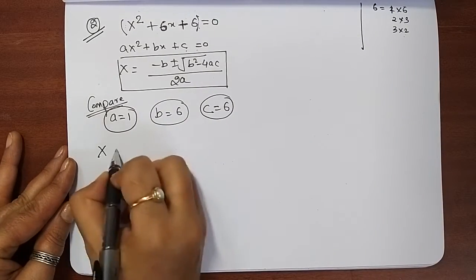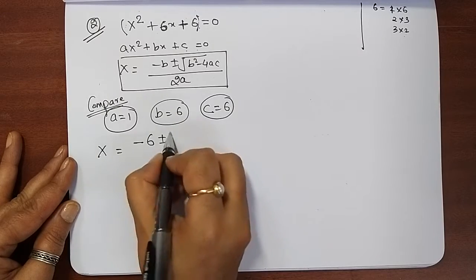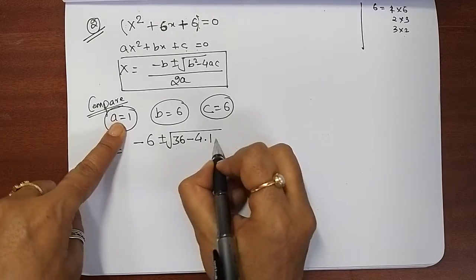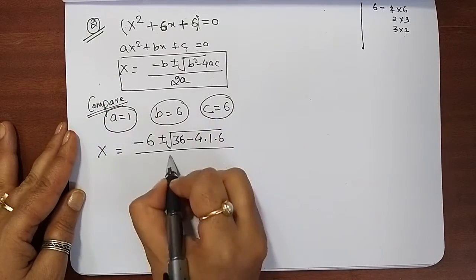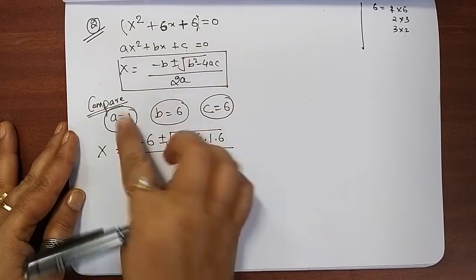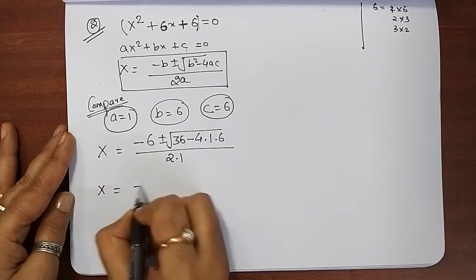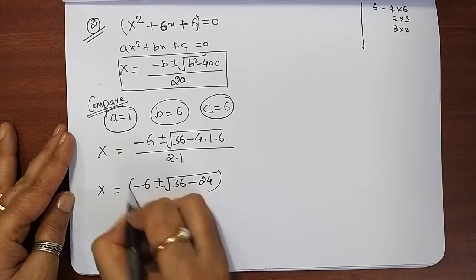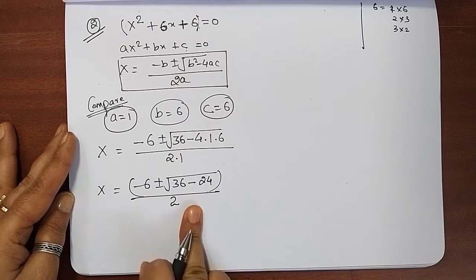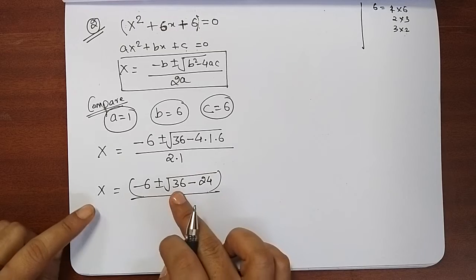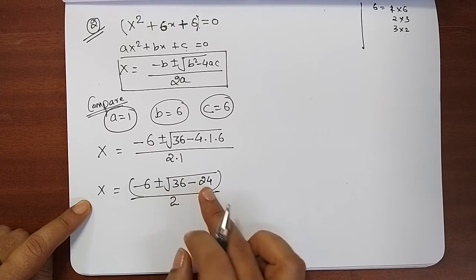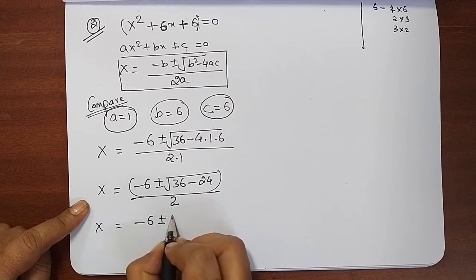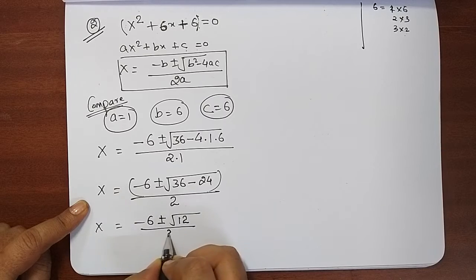Okay, apply the formula: minus b plus minus root of b square, which is 36, minus 4, a is 1, c is 6, by 2 into a, a is 1. Okay, perfect. Minus 6 plus minus root of 36 minus, what is 6 fours? 24, by 2. Okay, here, what is 36 minus 24? I think we all know it. This will come out 12. Rest of it I am copying. So it will be root 12 by 2.